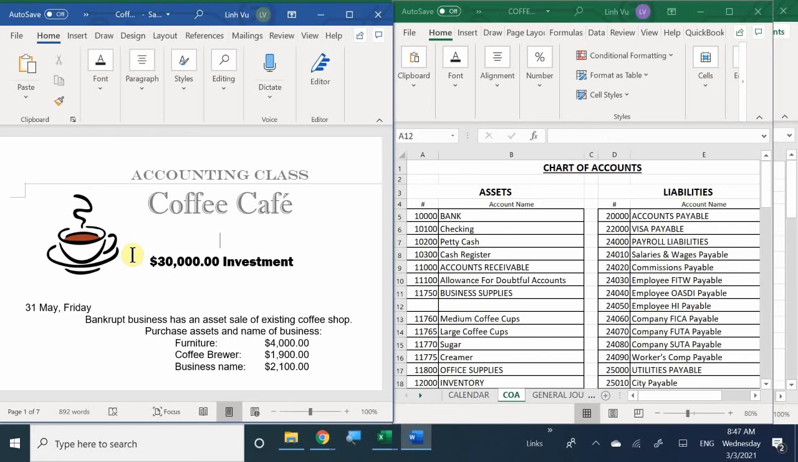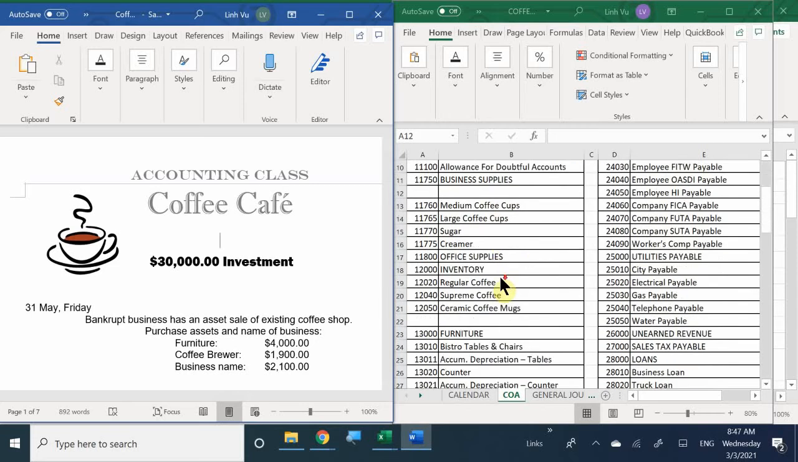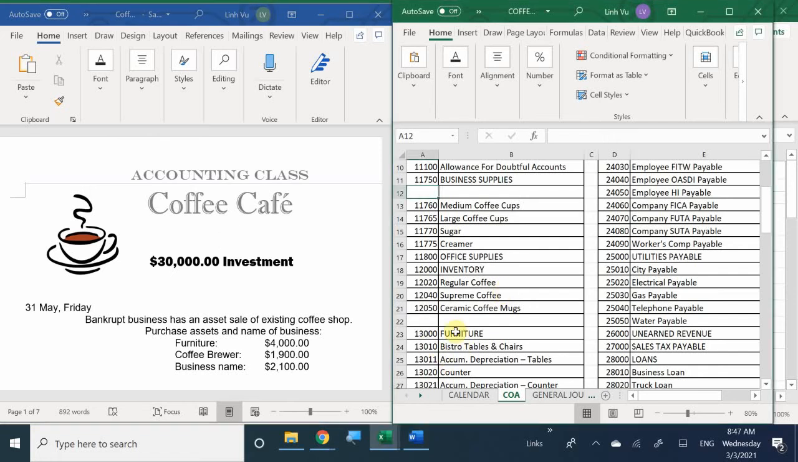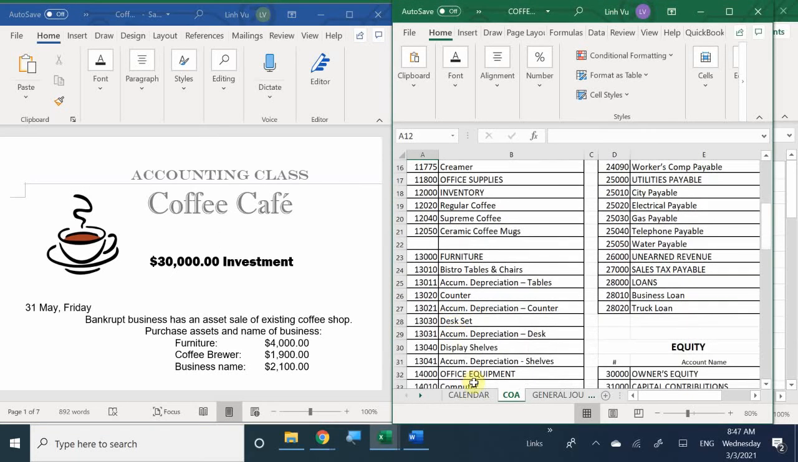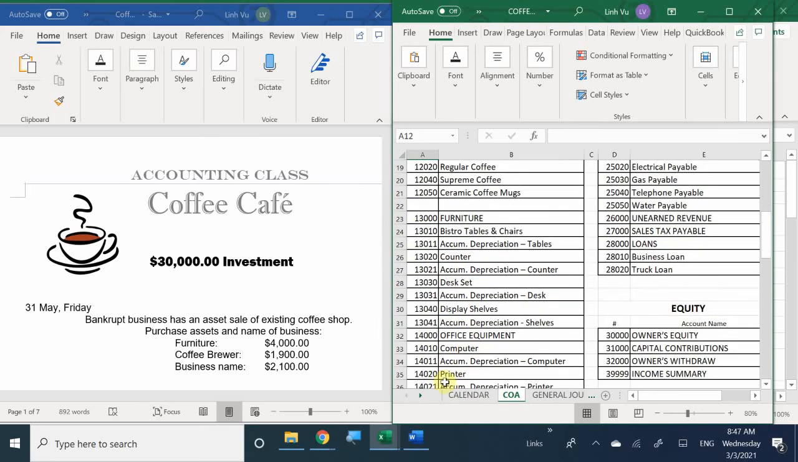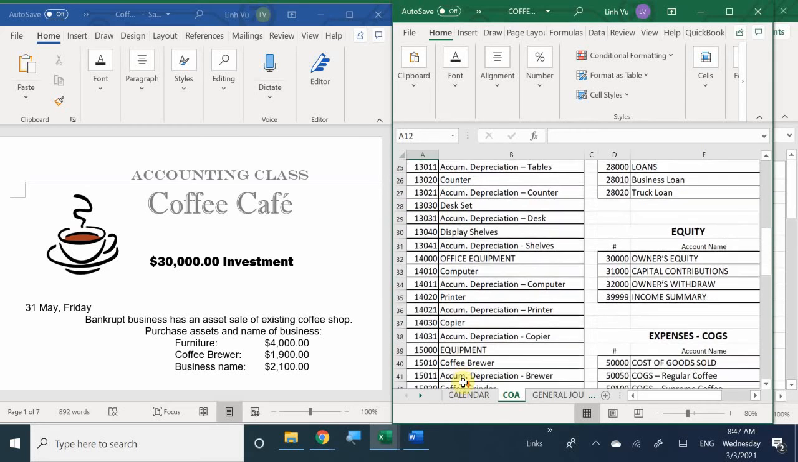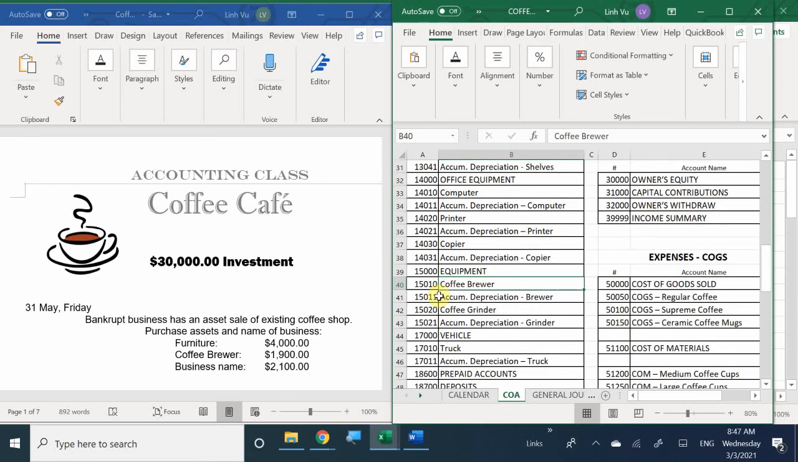And we have our chart of accounts. So let's look at our chart of accounts. Do we actually have accounts that I can place these items under? Yes. Who said no? I have furniture right here. And then the coffee brewer is right here. Oh, nope, that's the copier. Coffee brewer. And the business name is going to be known as Goodwill.